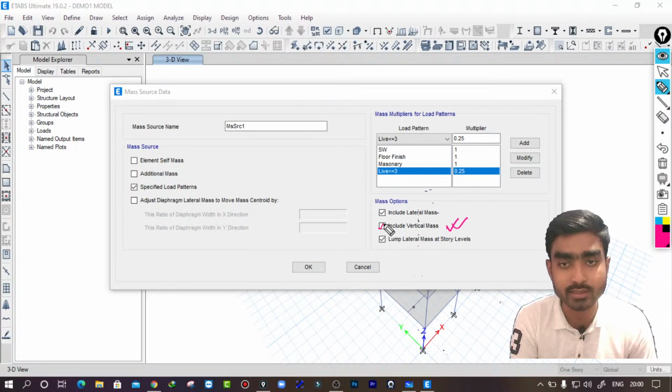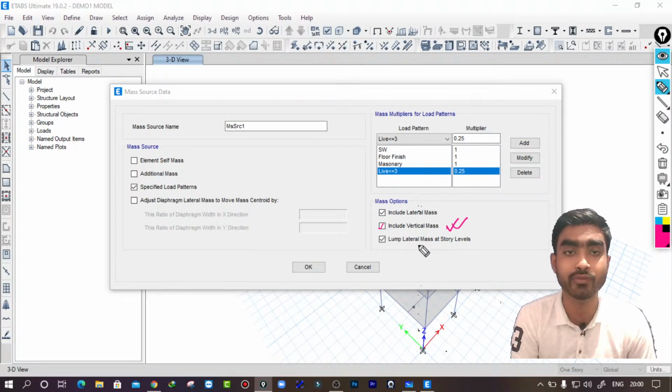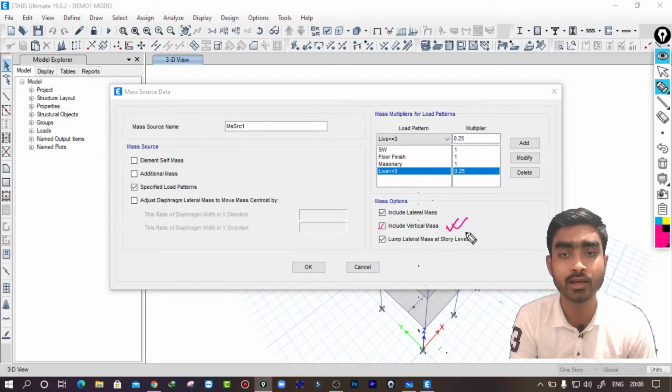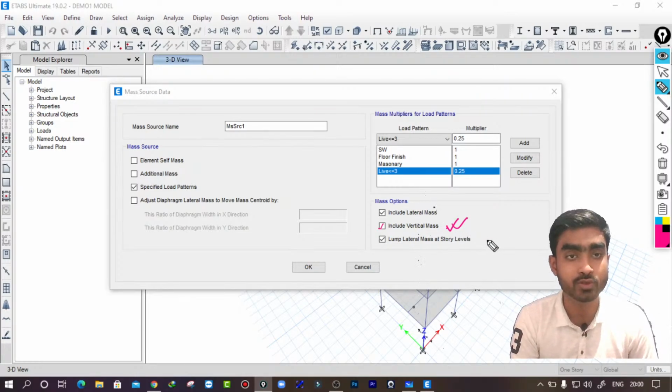And this include vertical mass, you should also consider whenever you are taking the vertical acceleration. That means the vertical earthquake load. In the major seismic zones, zone 4 and zone 5, we should go with the vertical mass also. So when you are defining a vertical earthquake load, you should also consider this one, include vertical mass.